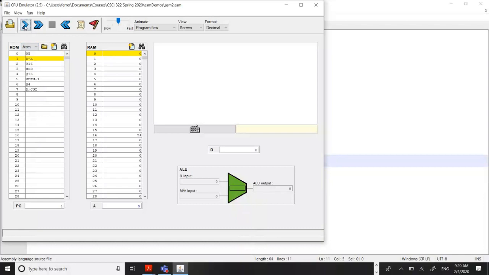I load a 5 into the address register. I set D equal to it. Then I load a 16 into my address register, and I say M equals D. And now location 16 has a 5. Now I load 16 into my address register, and I say MD equals M minus 1. So now both D and M have the value 4.